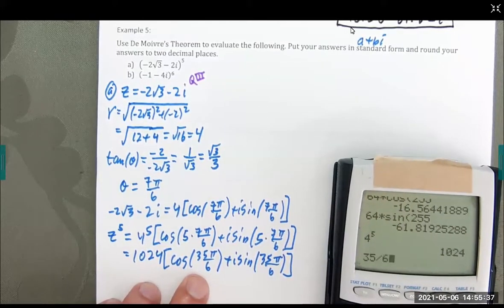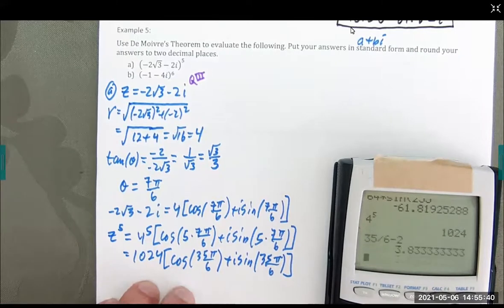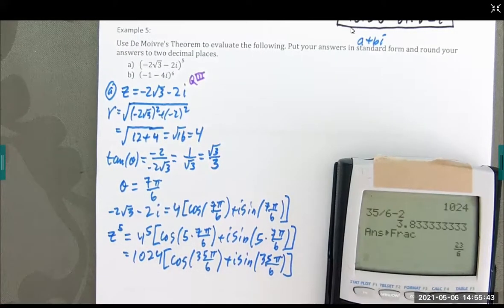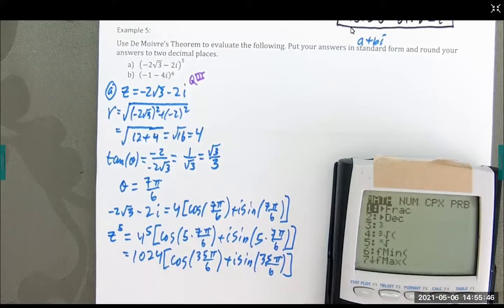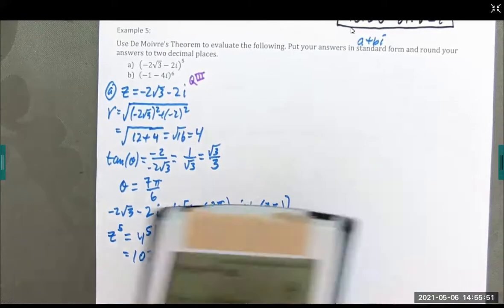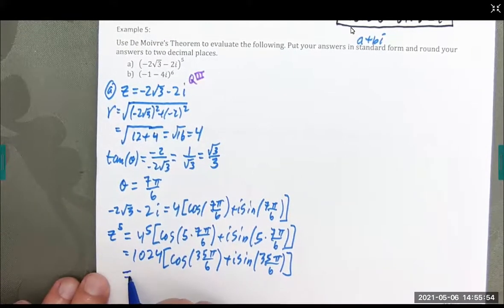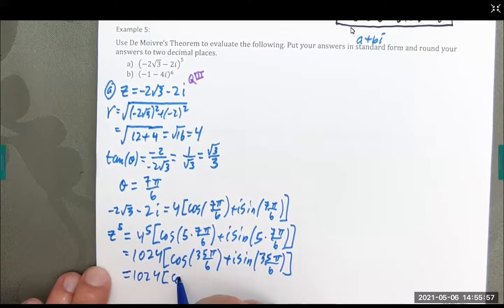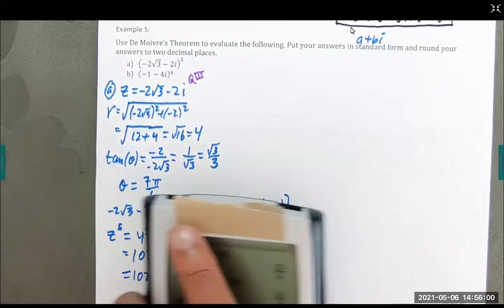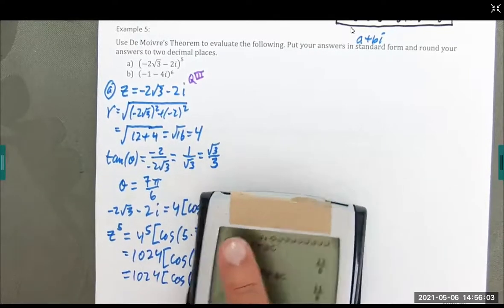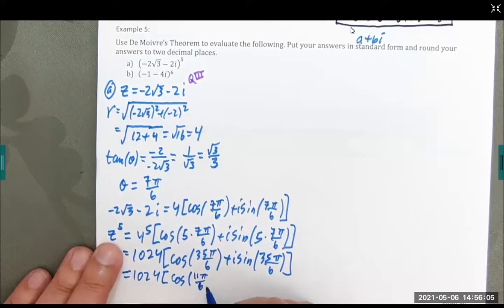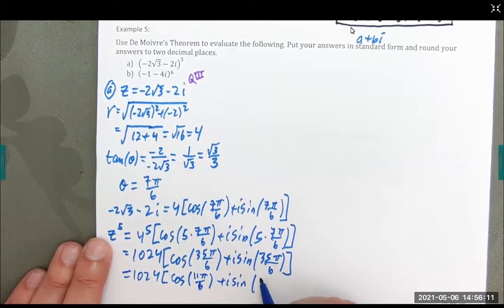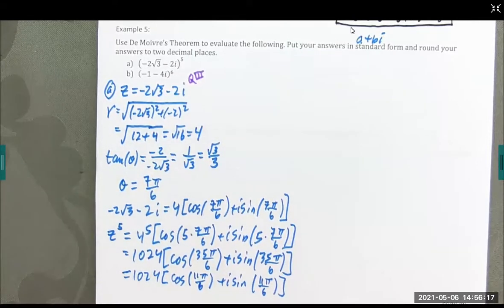35 divided by 6 minus 2. Still not, minus 2. Here we go. So that's the same as 1024 times the cosine of 11 pi over 6 plus i sine of 11 pi over 6. And now we can get our exact values with this.